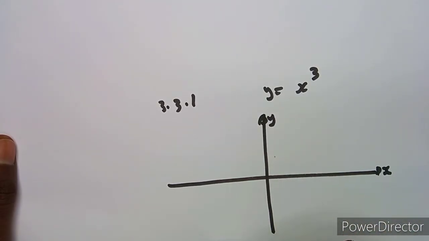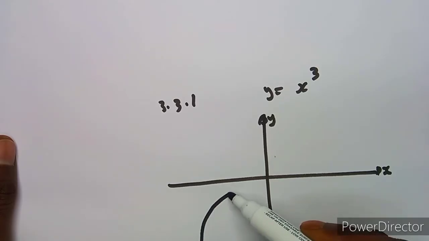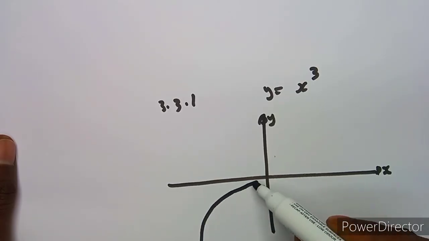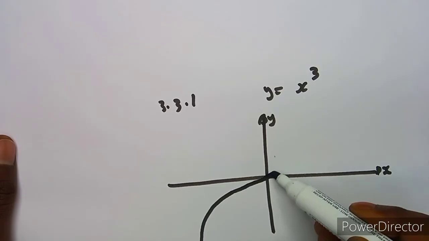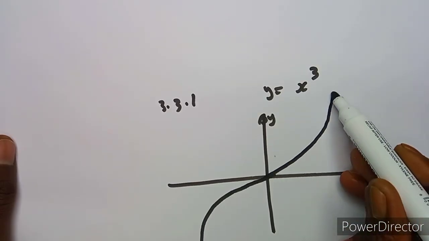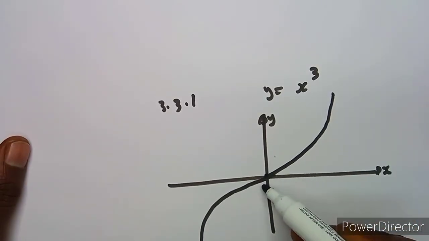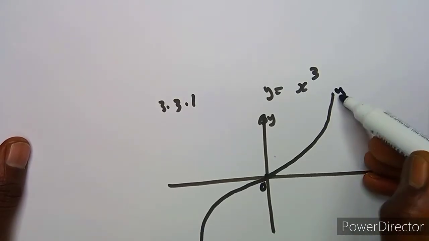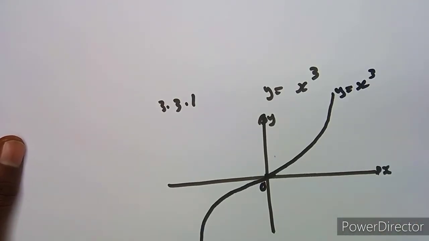It's going to be like this. So it passes through the origin at once. That's a typical graph that I can use here, where this is 0 here. So this is y is equal to x to the exponent of 3.